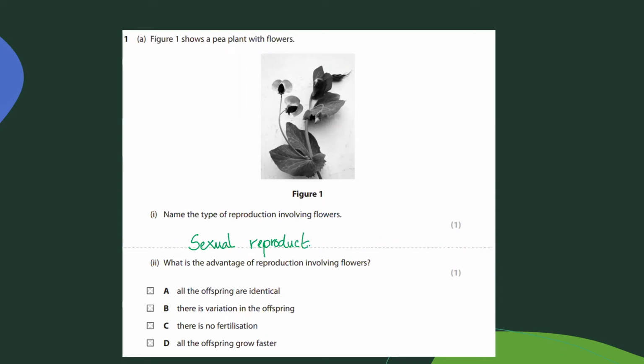That word just means male, female. So even plants have male and female parts, or some plants can even be male or female. So it's all sexual reproduction. What is the advantage of reproduction involving flowers? We just talked about that. This is why I put this question in straight after, from another exam paper. It's so similar, but asking questions in a different way. Offspring identical? No, they're not clones. The variation in the offspring. We just wrote about that.